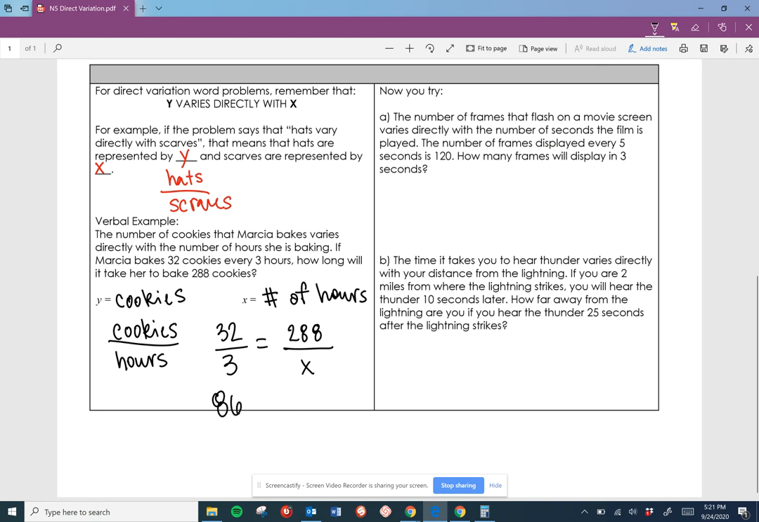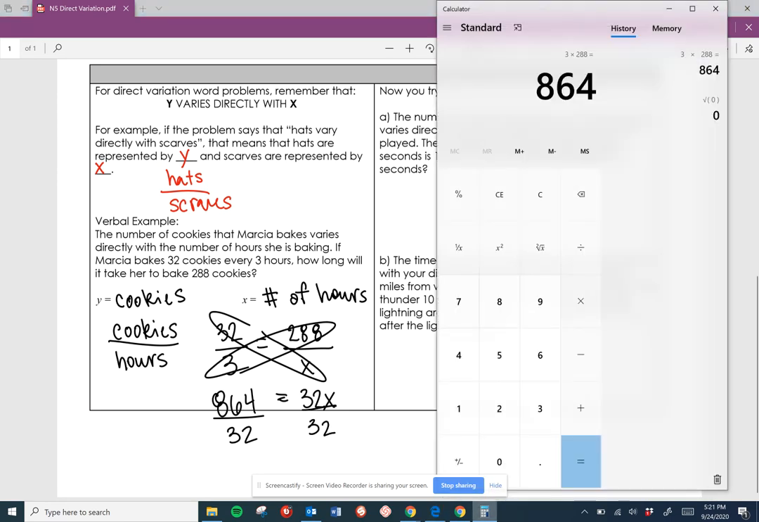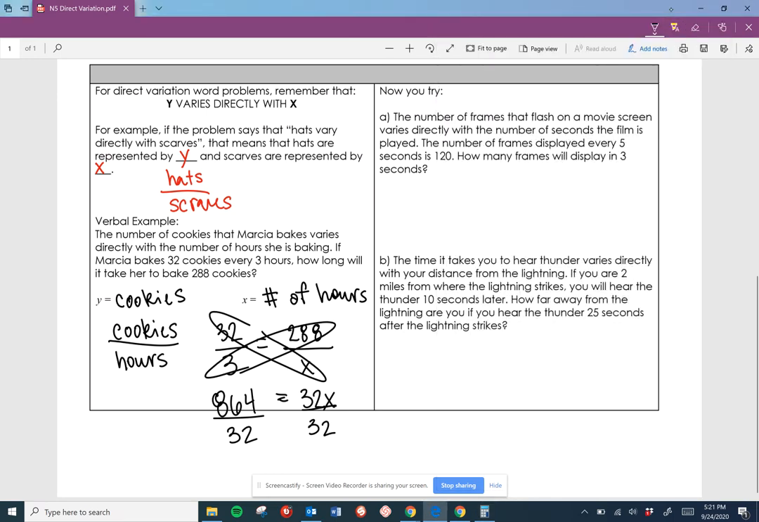It doesn't really matter which side you put the x and the number on as long as you have both of them. And then we will divide both sides by 32 in order to get our final answer. So divided by 32 gives us 27, okay? So that will be 27 hours, okay? It's going to take Marcia 27 hours to bake 288 cookies, okay?